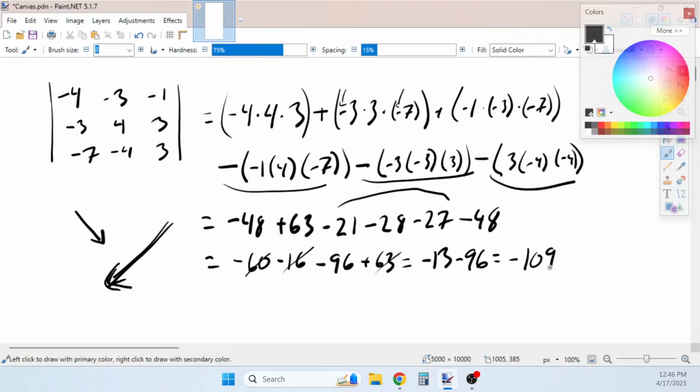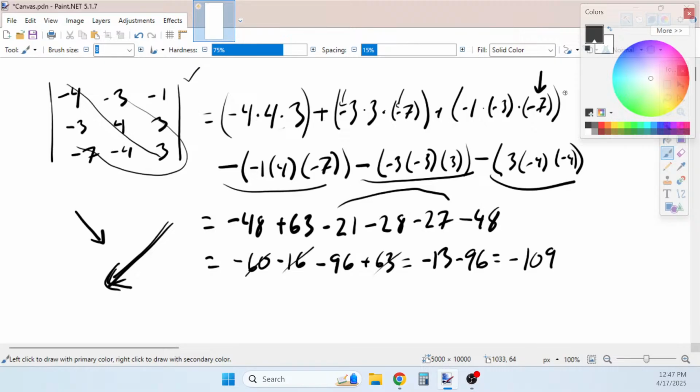That is not what my calculator says. I made an error somewhere. First off, did I copy this? 4, negative 3, 7. 3, 4, negative 1. Copied. Find the correct products. Negative 4 times 4. That is this one. Negative 3. This one. And negative 1. Got it.